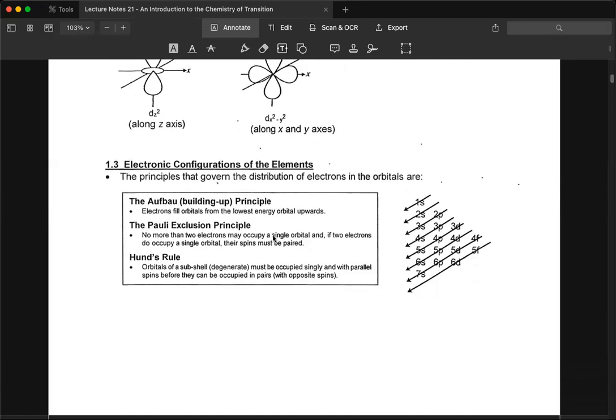Just like what we learned in atomic structure, we use the Aufbau principle, Pauli exclusion principle, and Hund's rule to explain how the electrons are distributed in the orbitals.